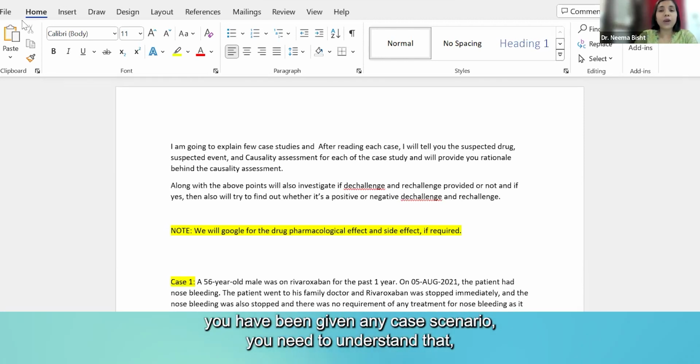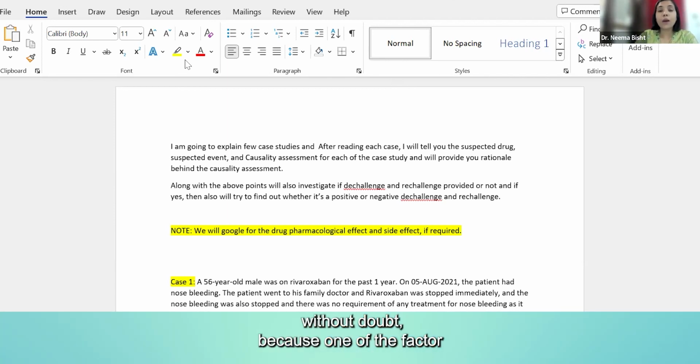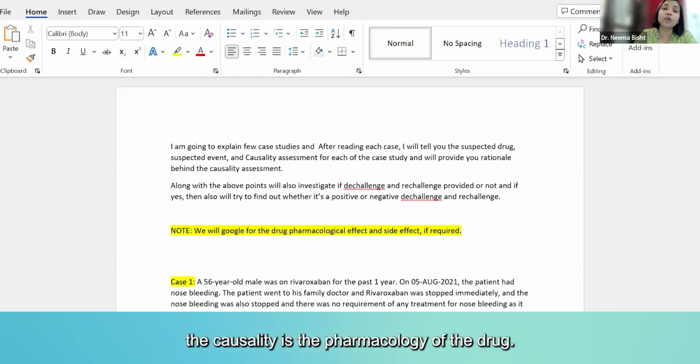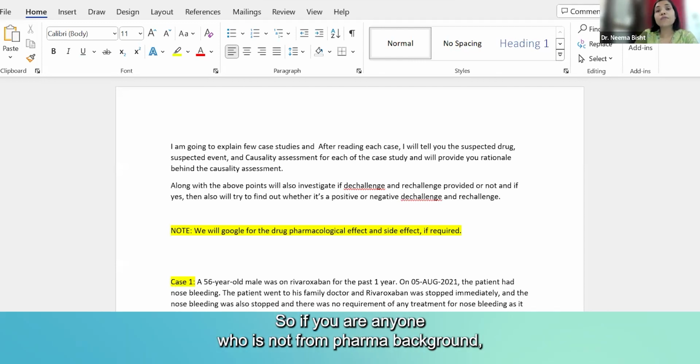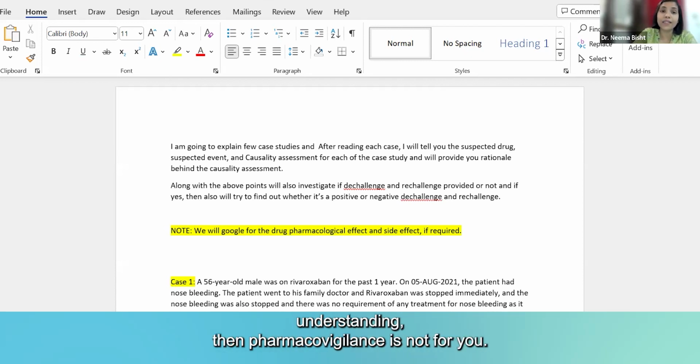If you have been given any case scenario, you need to understand that it is all about drug and disease. So your pharmacology should be good without doubt, because one of the factors you look for while assessing causality is the pharmacology of the drug. If you are someone who is not from a pharma background, if you don't know pharmacology, if you don't have a good medical understanding, then pharmacovigilance is not for you.